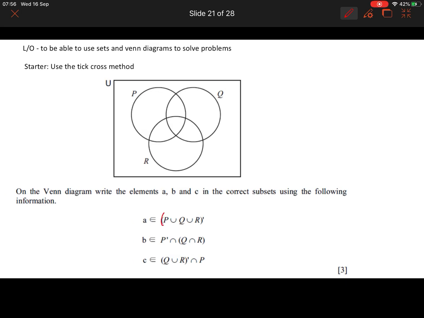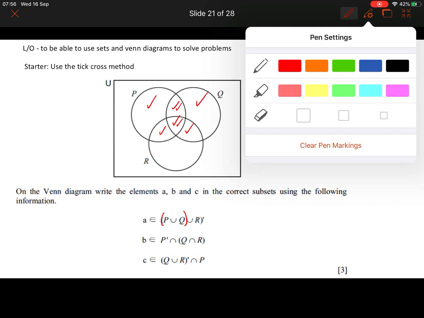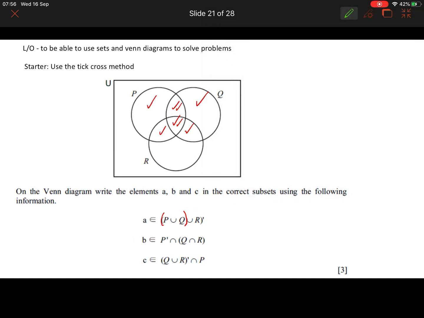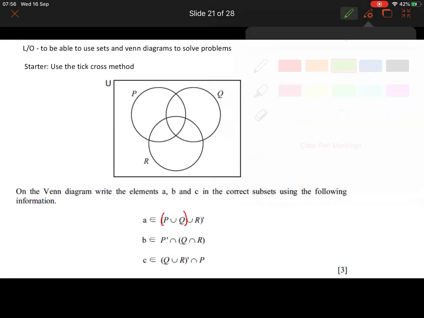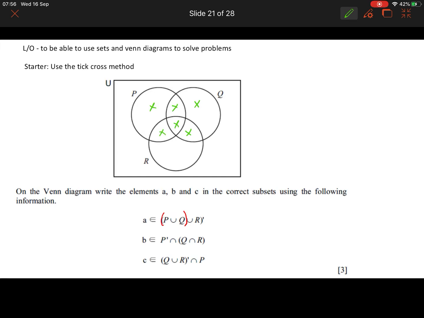First of all, we're going to do the tick method on P or Q. So things that are P, tick, things that are Q, tick. Then replace anything that should be included with a cross, and because it's an or, it should be anything with at least a tick. So all of those regions need to have a cross in them, all of those ones that had one tick in them.